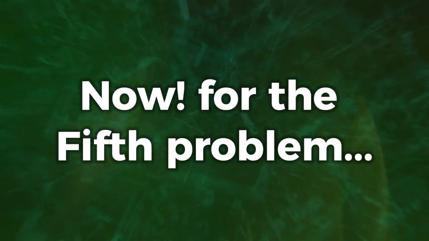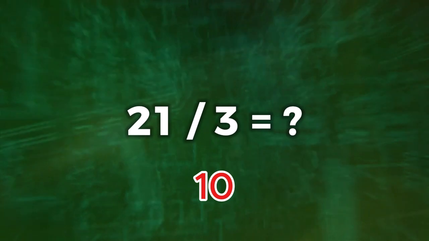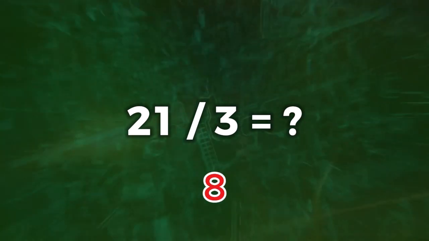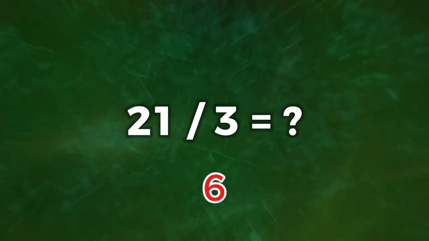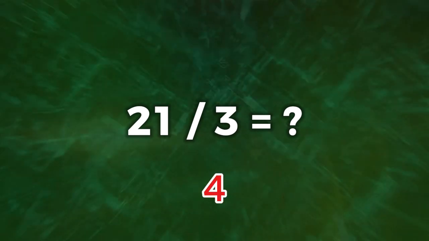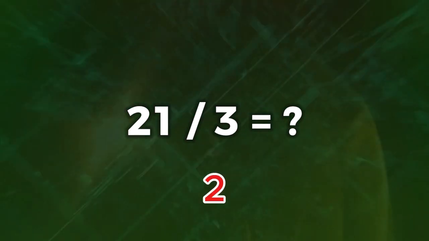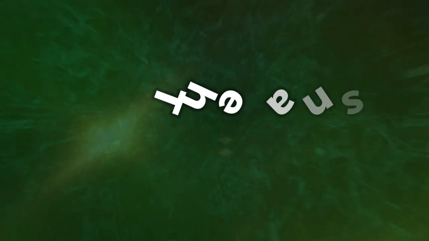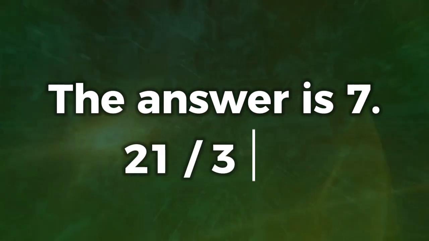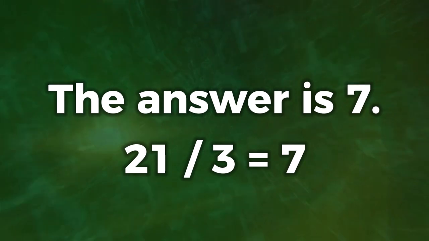Now, for the fifth problem. 21 divided by 3 is equal to. The answer is 7. 21 divided by 3 is equal to 7.